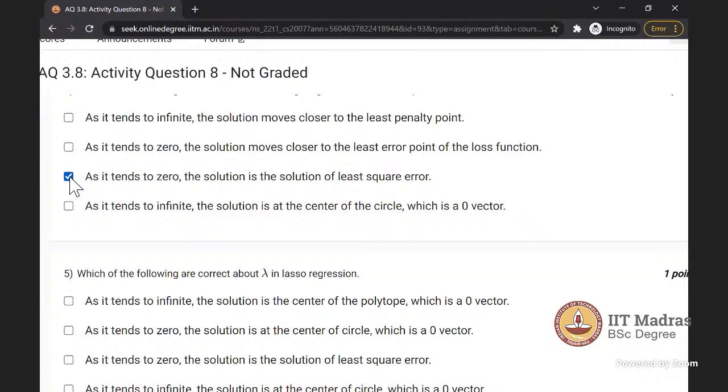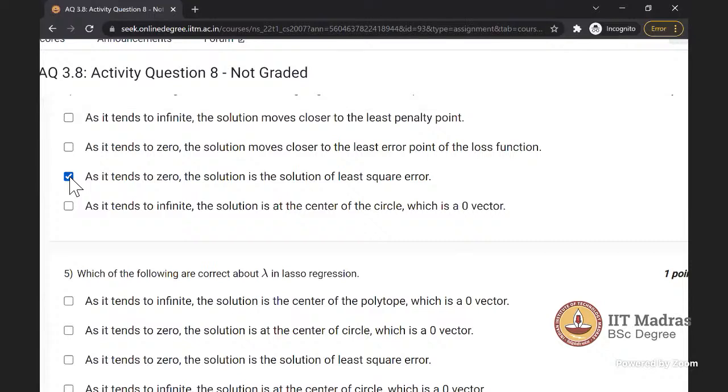The loss function is our penalty term plus the original loss function. Yeah, I think B should then be correct, because it says it is not 0, it says it tends to 0. The solution moves closer to the least error point of the loss function. I think then there's no need for option C, right? Option B and C are the same then.